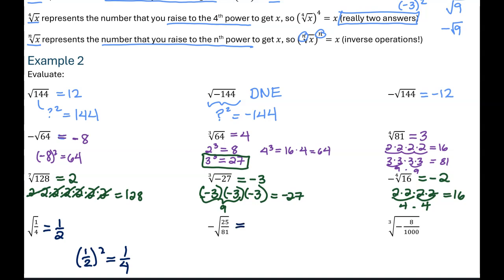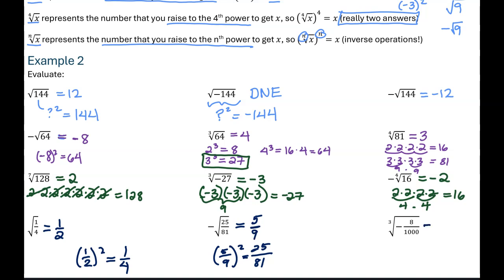Negative root of 25 over 81. So we know we want the negative one. And if we want to square something and get 25 on top of our fraction, it better be 5. And if we want the 81 on the bottom of our fraction, we better have had a 9, so that when we multiply by itself, that's what we get. So if 5/9 squared is 25 over 81, then the square root of 25 over 81 is 5/9.